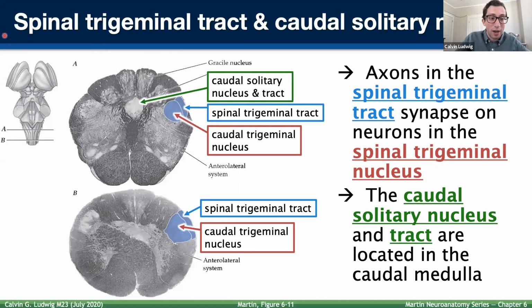Continuing the spinal trigeminal tract, now re-looking at the caudal solitary nucleus. So axons in the spinal trigeminal tract, nicely named, synapse on neurons in the spinal trigeminal nucleus. So tract in blue to nucleus in red. And these are two different rostrocaudal sections of this lower part of the brainstem here, A and B. Then the caudal solitary nucleus and tract are located more centrally here in green. These are located in the caudal medulla.